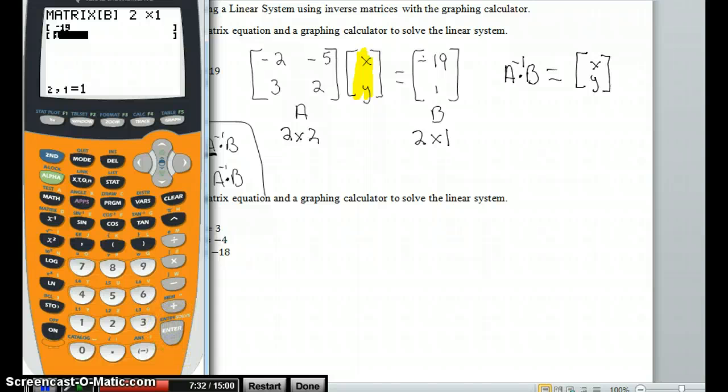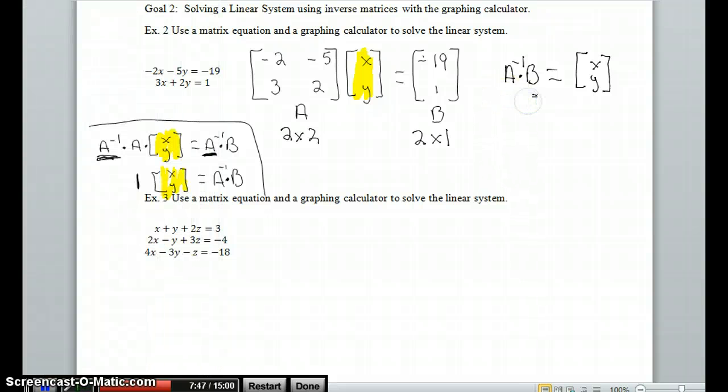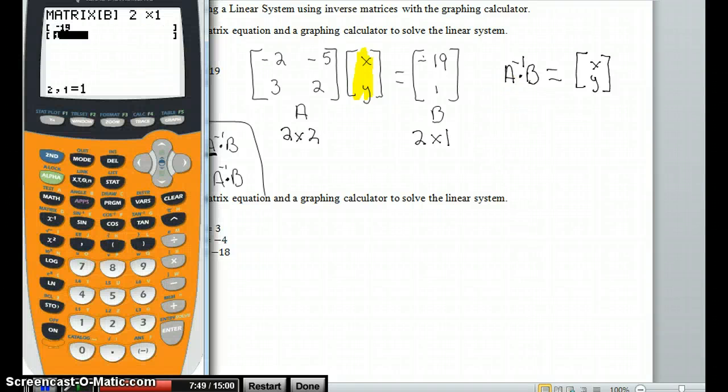Oh, my calculator's being a little problematic right now. It's not following along with what I ask it to do. All right, anyway, so negative 19, 1. And then now I can quickly just do this part in my calculator.